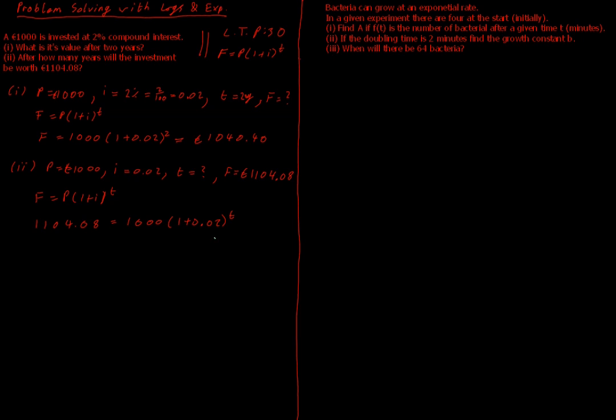I now need to find out what t is, so this is where we get into our exponentials work. There's two ways to solve the problem, but the initial setup is going to be the same. We are going to isolate the thing with the power. So I'm going to divide both sides by 1,000 to get rid of that 1,000 in front of my exponential part. And I am going to get 1.10408 is equal to 1.02 to the power of t.